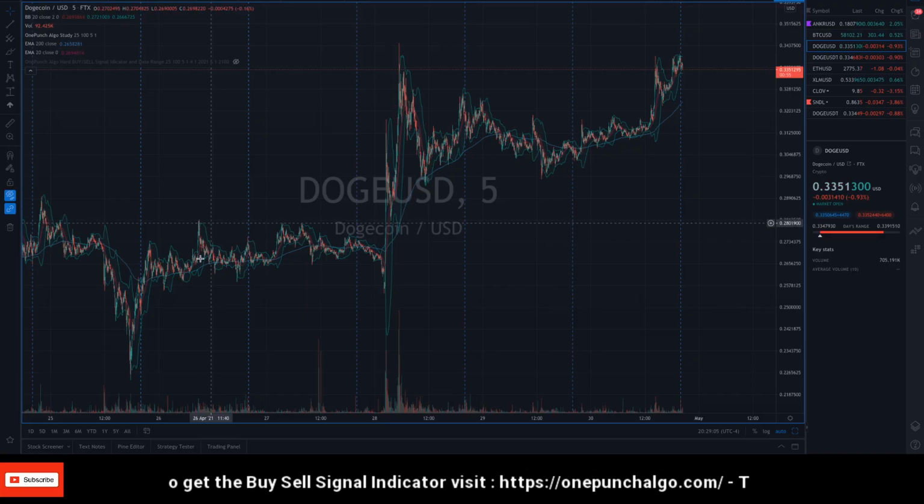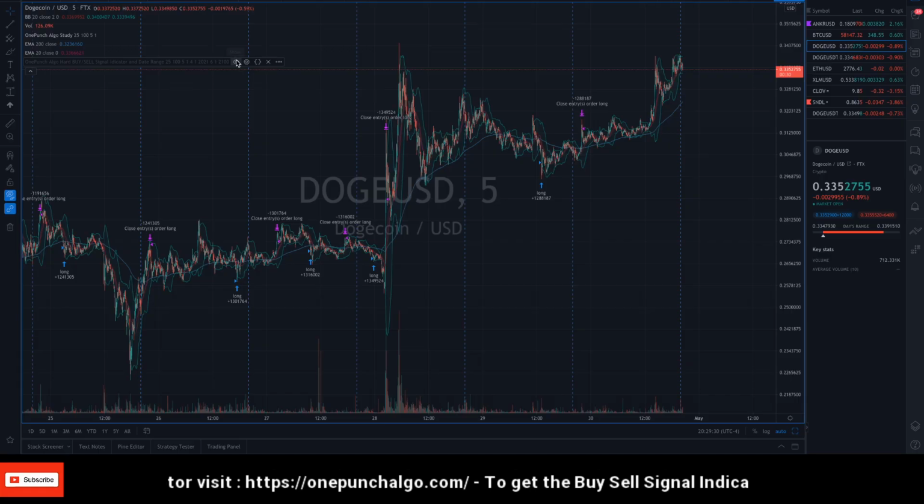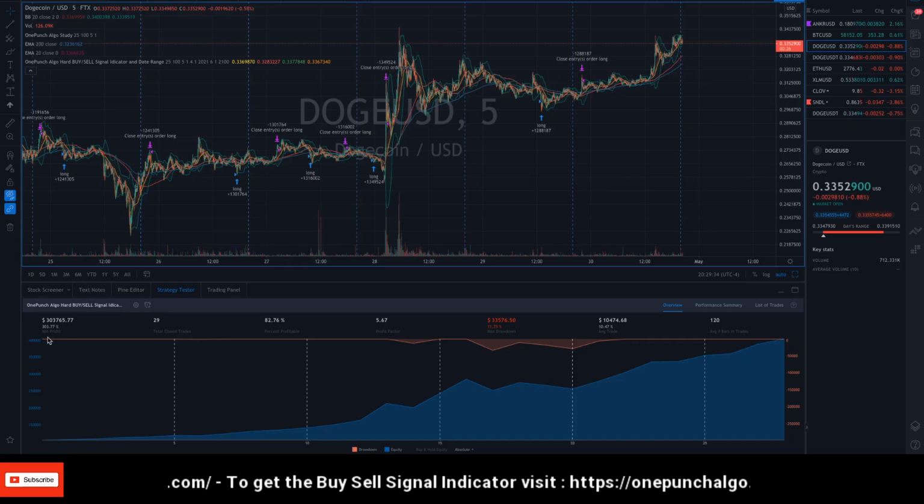For OnePunch ALGO, you need to add it after all the indicators, whatever you are using. Add them first, and then at the end, even after the OnePunch ALGO study, which is the alert system that we have, you should add the OnePunch ALGO hard buy sell signal indicator. Right now I think we have version 3, so you should add version 3. Once you add it, you will see something like this, a strategy tester.